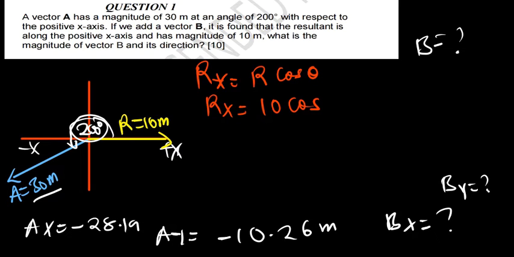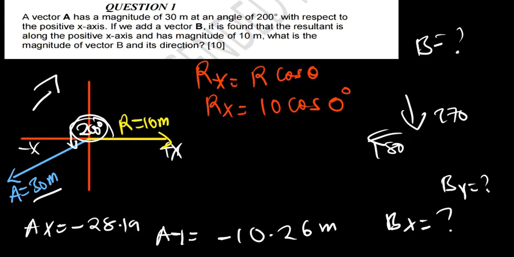As long as you have been told that the vector is moving toward the positive x-axis or toward the east, the angle is always 0 degrees. If the vector is going toward south, the angle is 270. If a vector is going toward the west or negative x-axis, the angle is 180. If a vector is going toward north or positive y-axis, the angle is 90 degrees. Those four are very, very important. You need to know them.